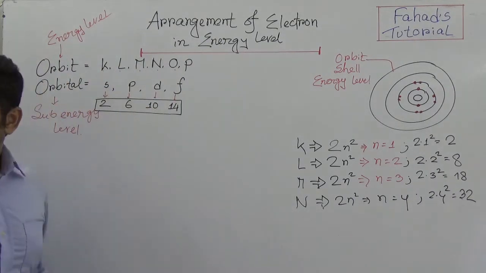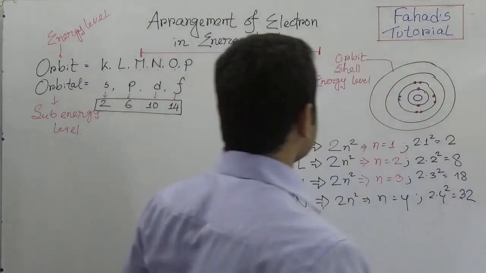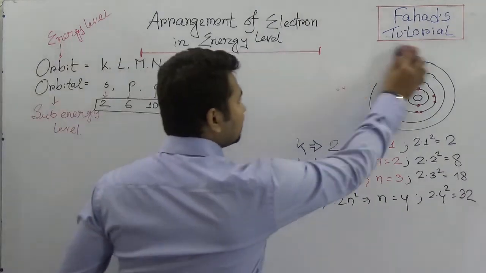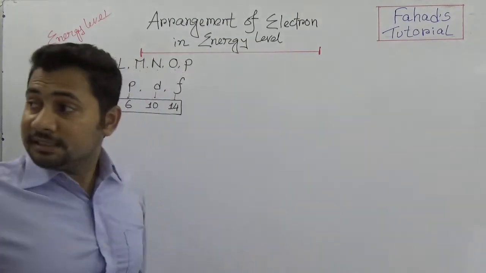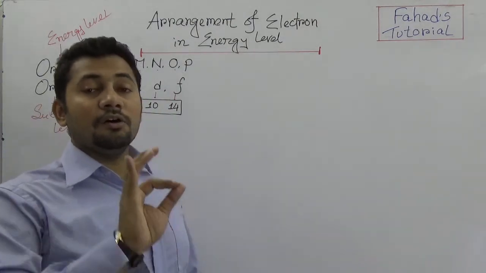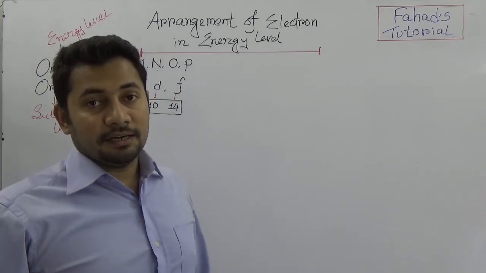SPDF, how will this happen? I'm explaining this right now. I hope this is very understandable and easy. So I'm removing this one. As you know, in this orbit there are one or more orbitals in all the different energy levels.